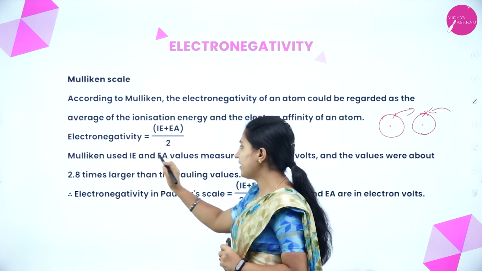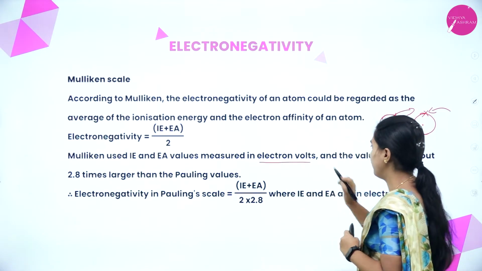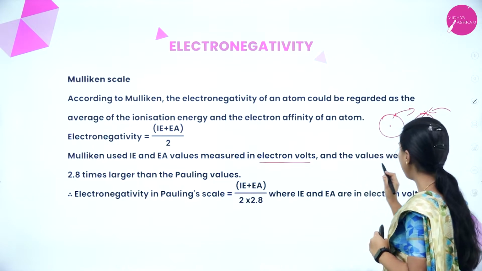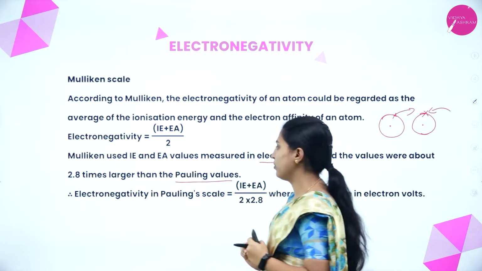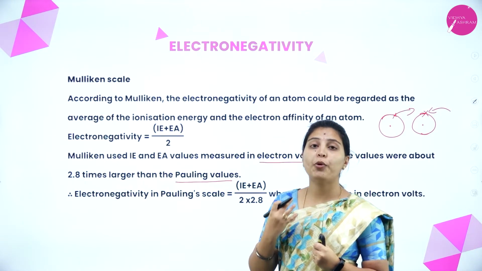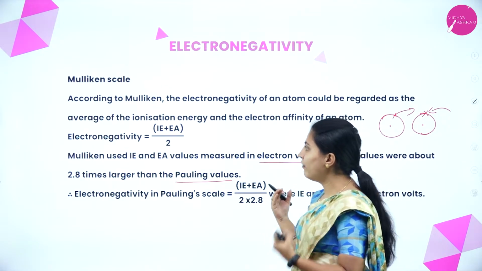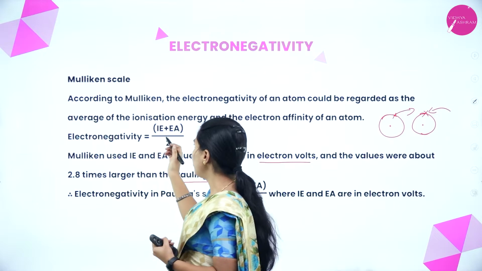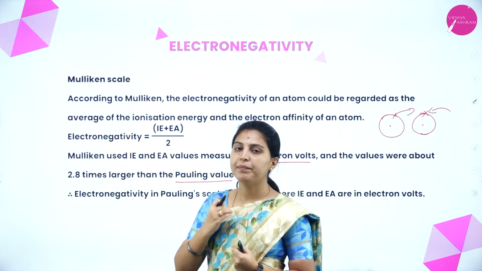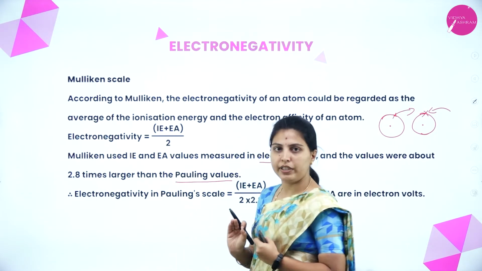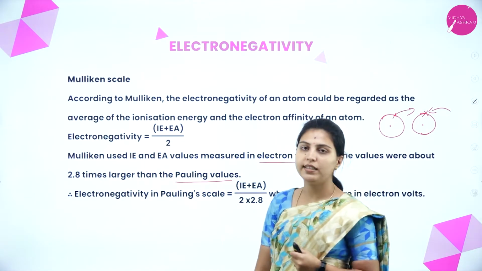Mulliken used ionization energy and electron affinity values measured in electron volts. And the values were about 2.8 times larger than Pauling values. It will be 2.8 times larger than Pauling's scale. When we have to find out the electronegativity, you should know the electron affinity. Without the electron affinity value, you cannot find out the electronegativity on the Mulliken scale. That is the limitation of the Mulliken scale.